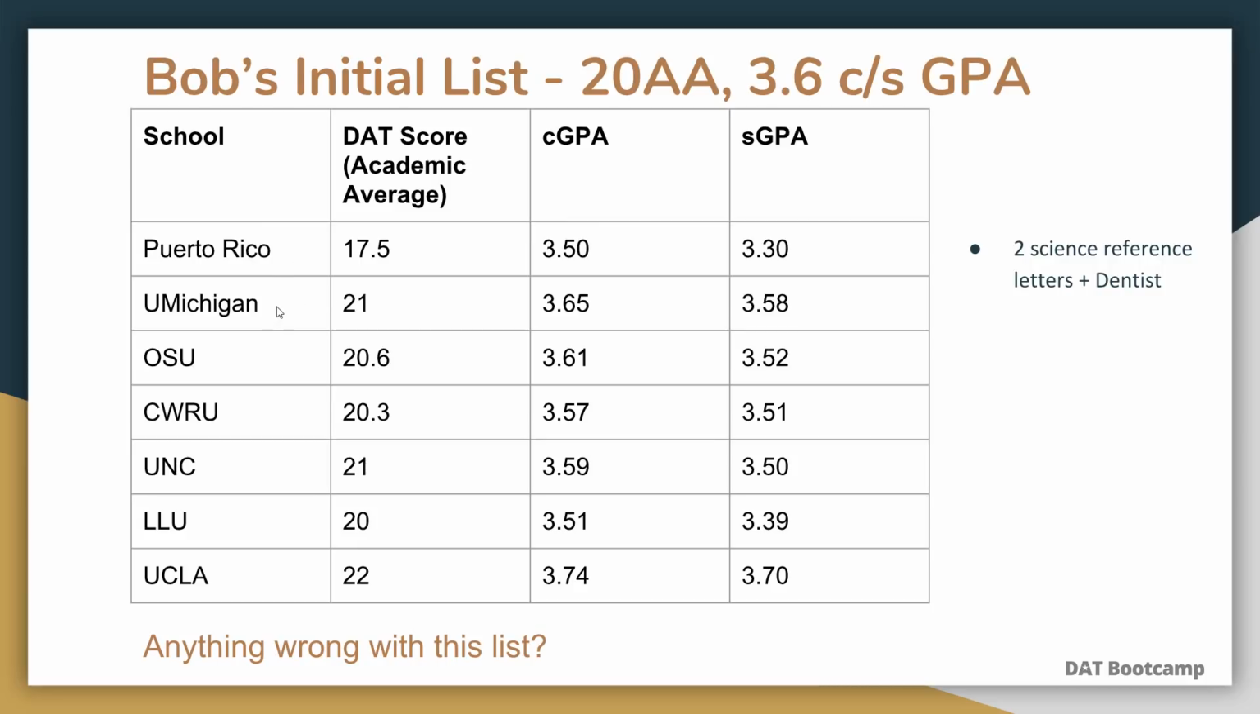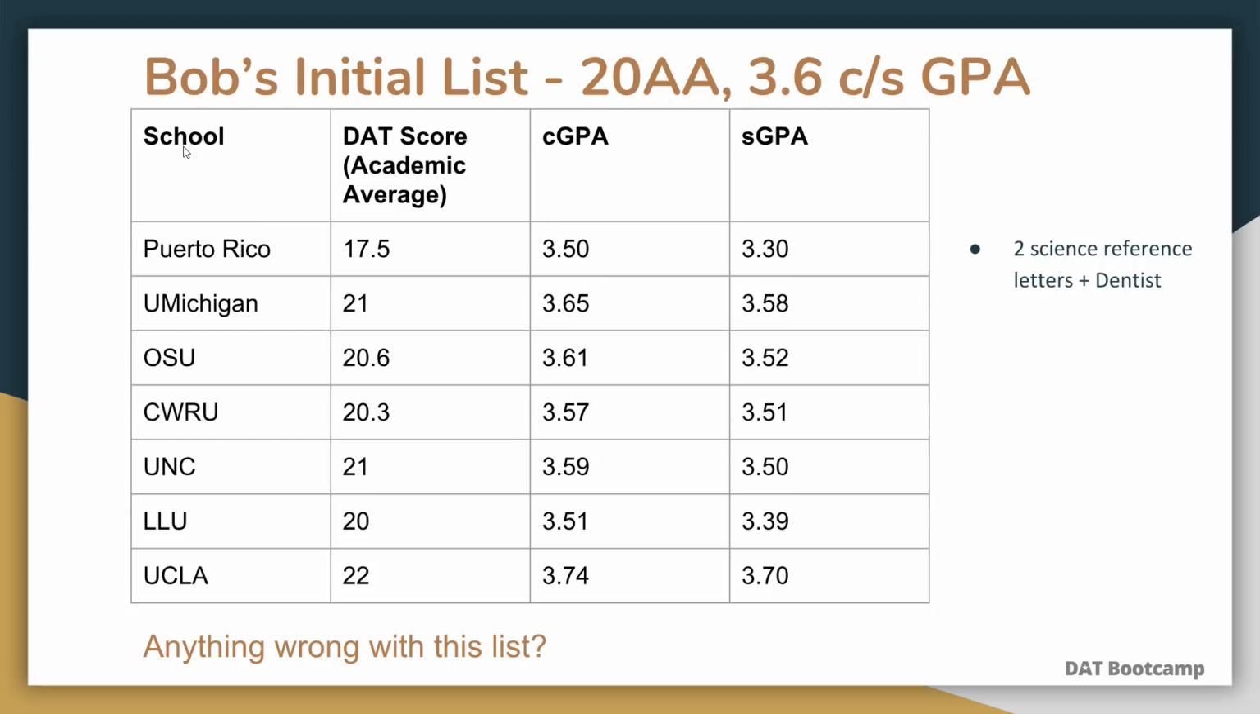The University of Michigan is a huge research university, and so they really like to see research. Bob doesn't have research, so maybe another school would be a better fit for Bob. Ohio State University, I think that's a great option for Bob. It's within his academic range, and he's also in state for that school, so a great school for him to apply to, especially if cost is a big factor.